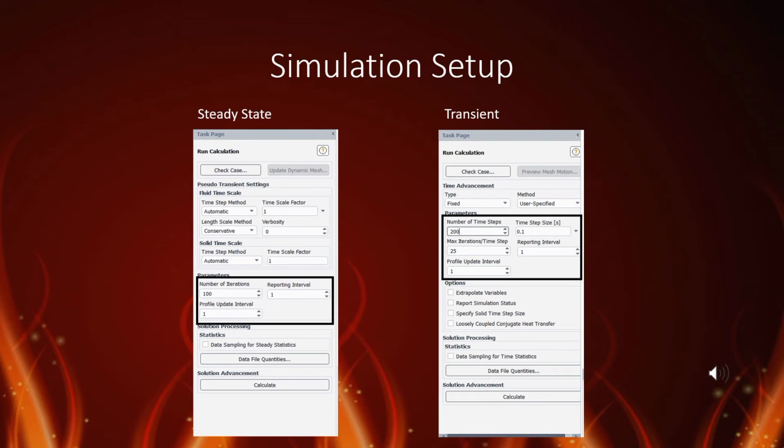The steady-state solution had 100 iterations, which resulted in the residuals being close to the required value of 1 times 10 to the negative 5. The transient solution had 25 iterations for each frame. This was enough to achieve the actual residuals of 1 times 10 to the negative 3. This was accepted as it's an adequate value, and the computation time that's associated with it was not too long.